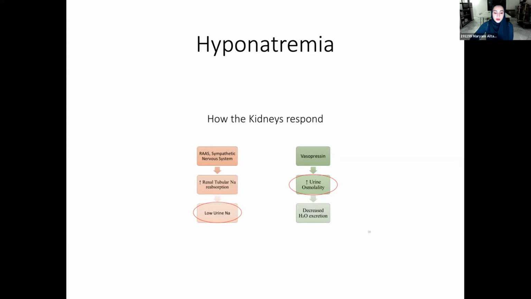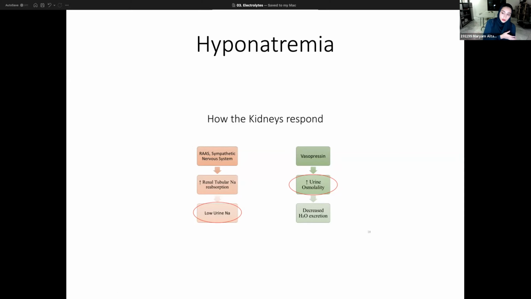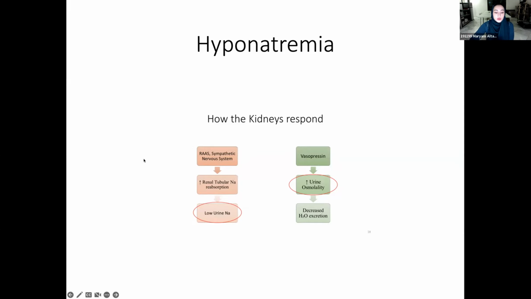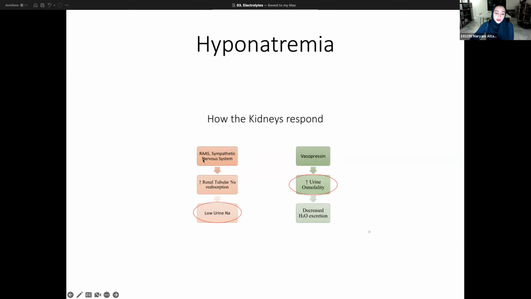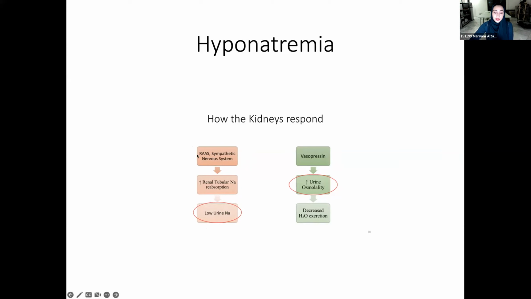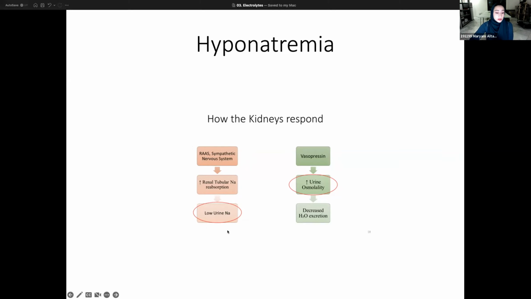Because when you have RAS, you're going to have increased activity of the renin-angiotensin-aldosterone system. Aldosterone reabsorbs sodium, and water goes along with it. And when you have activation of RAS, you're going to have low urinary sodium. For example, in the congestive heart failure example that we had, you'd expect the serum sodium to be low because your RAS is activated.